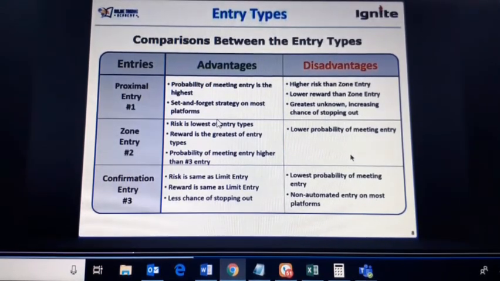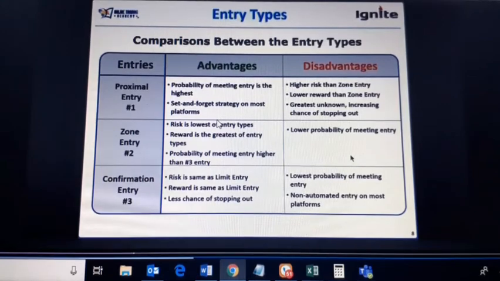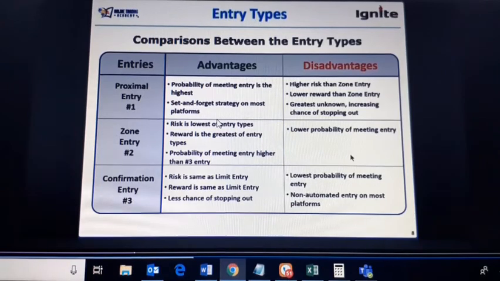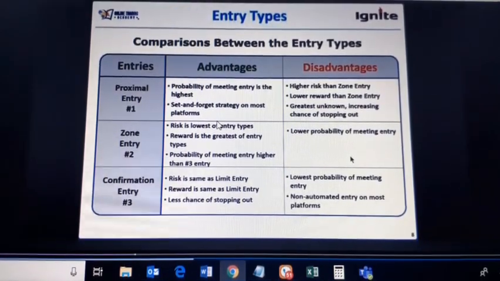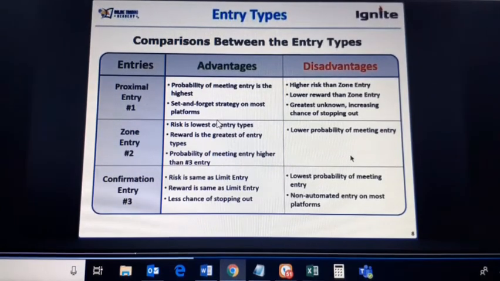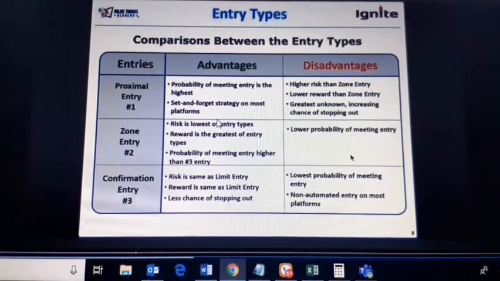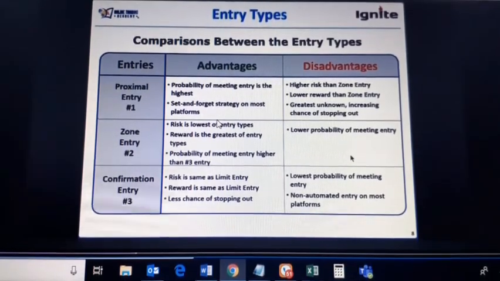Yes, you can put an entry anywhere inside the zone, Milan. So that could be a set and forget it entry. Now, disadvantages: lowest probability of meeting entry, and non-automated entry on most platforms. For this, you have to wait for the candle to close inside the zone, so you have to be in front of the PC. Limit entry, proximal entry, type 1 entry are all the same thing. Before we used to call it a limit entry, but now this is a proximal entry.